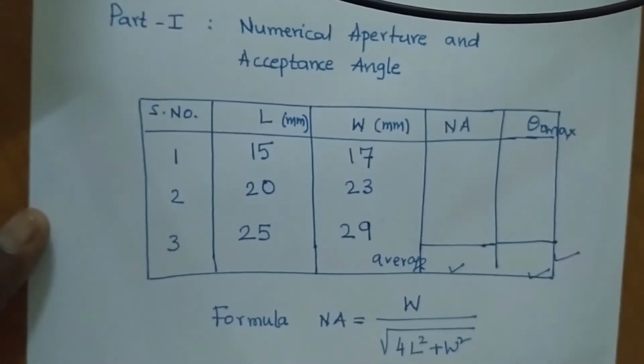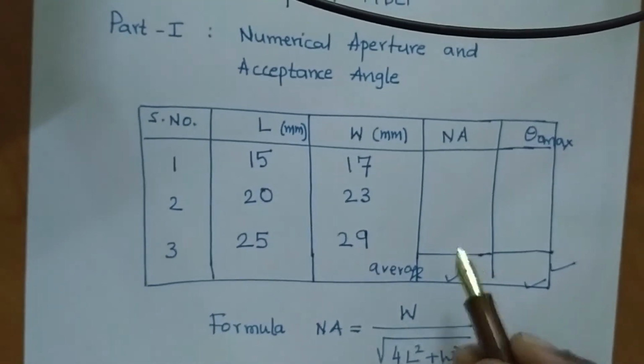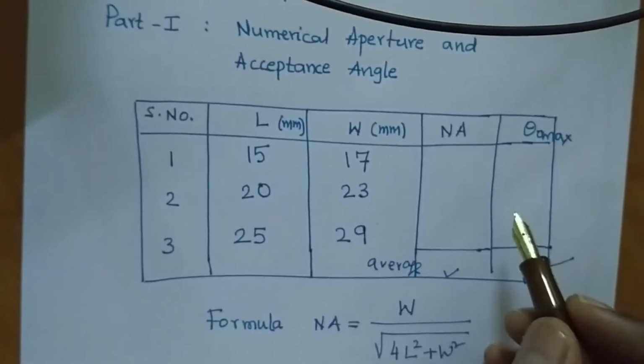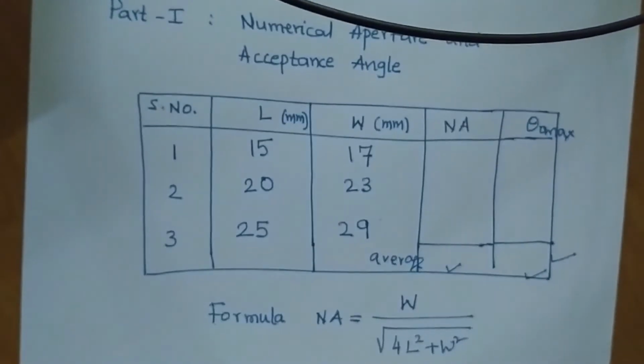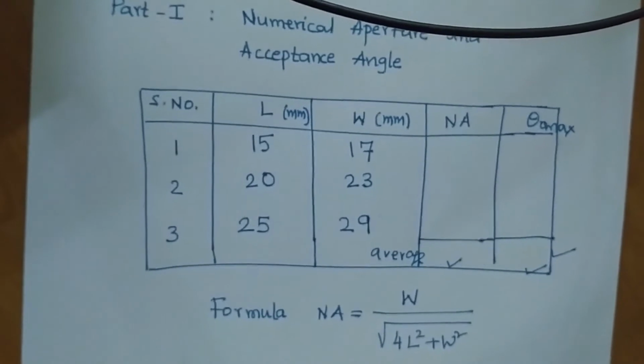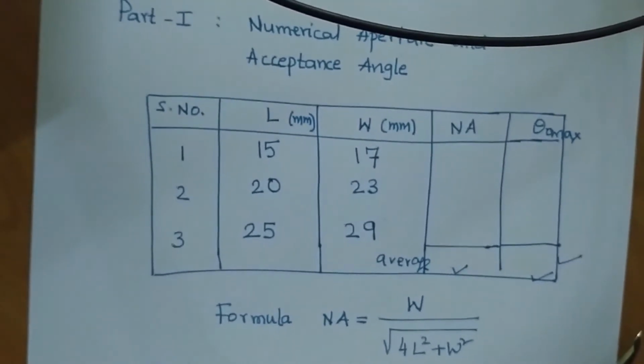At the end of every experiment, you need to write the result. From this table, we are getting two results. One is the numerical aperture, the other is the acceptance angle. This is the first part. Now I am repeating the procedure of the first part.